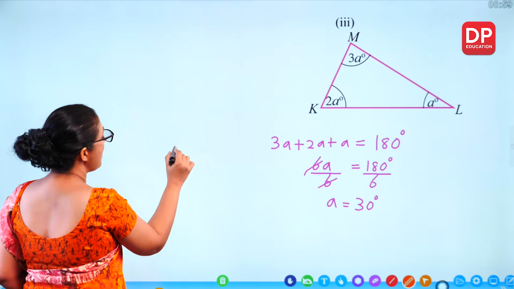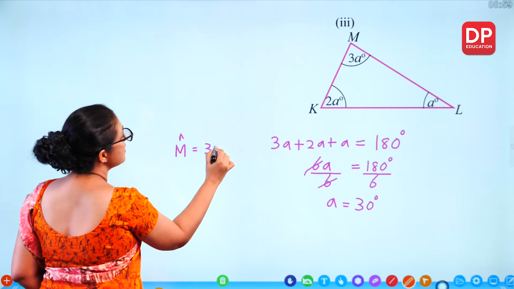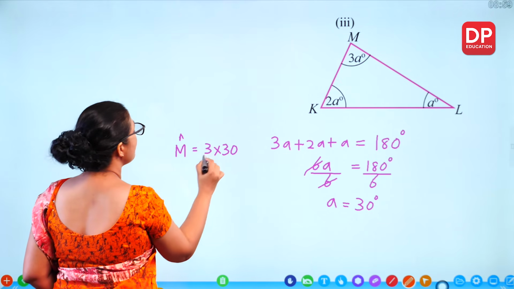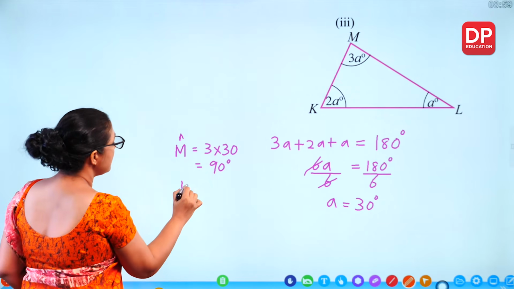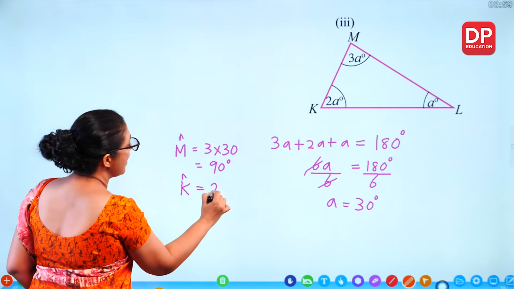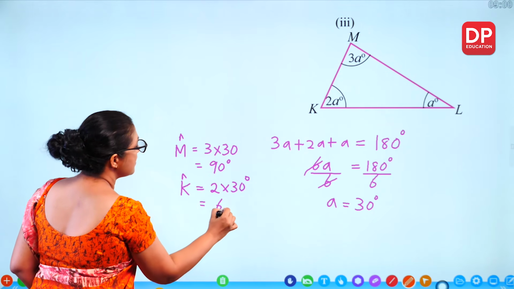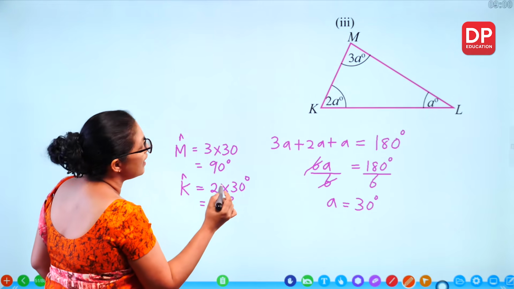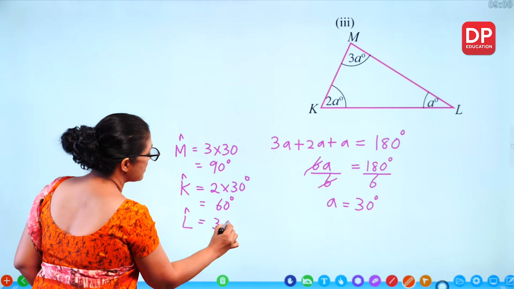Now we found out A is 30. So what is M angle? M angle is 3A. 3 times 30. That's 90 degrees. K angle, 2A. 2 times 30. That's 60 degrees. And L angle is 30 degrees.